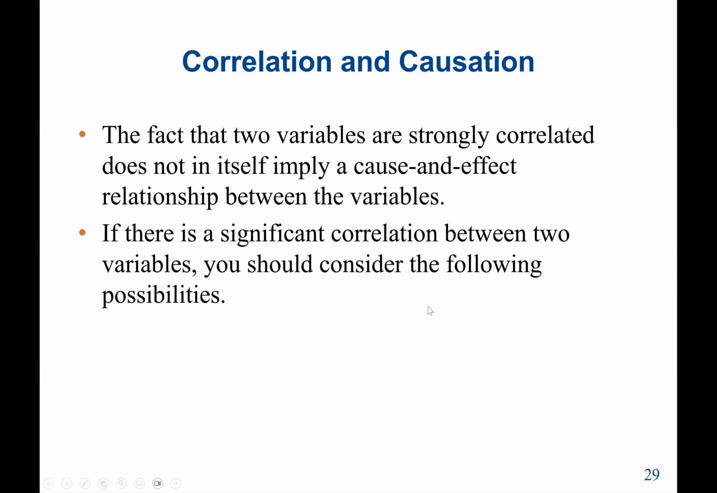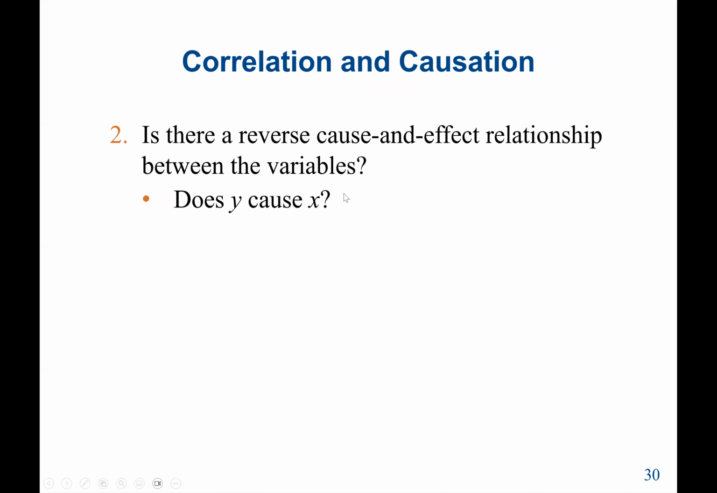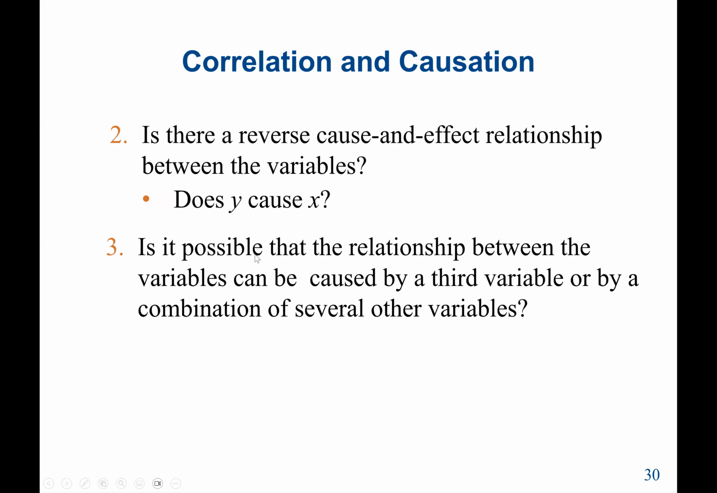So if there's a significant correlation between two variables, you should consider the following possibilities. Is there a direct cause and effect relationship between the two variables, does X cause Y? Or is there a reverse cause and effect relationship, that is, does Y cause X instead of X causing Y? And the third, is it possible that the relationship between the variables is caused by a third variable? This is what we call the confounding variable.